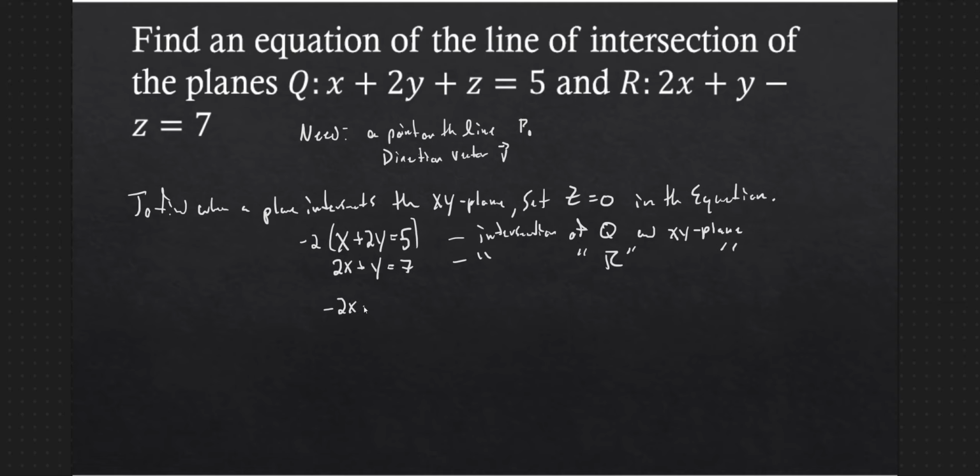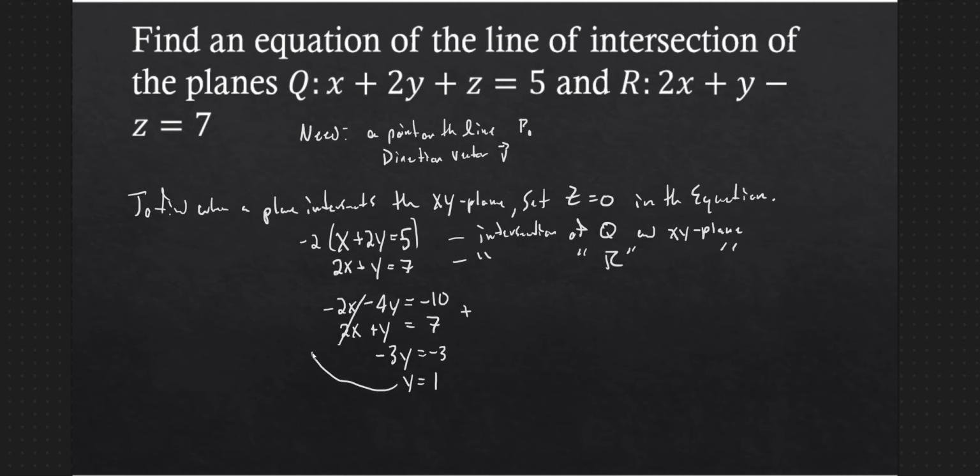So -2x plus 2 minus 4y, minus 4y equal -10. And I'm going to add that to 2x plus y equals 7. So that's going to eliminate my x variables. I have -4y plus y, that's a -3y. And -10 plus 7, that's a -3. So that gives me y equal to 1.